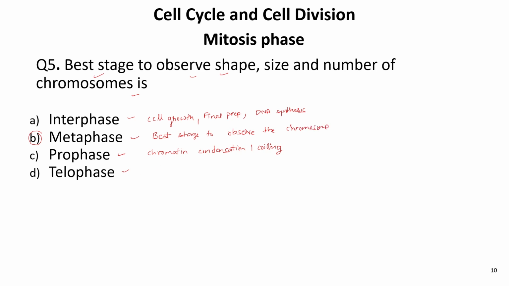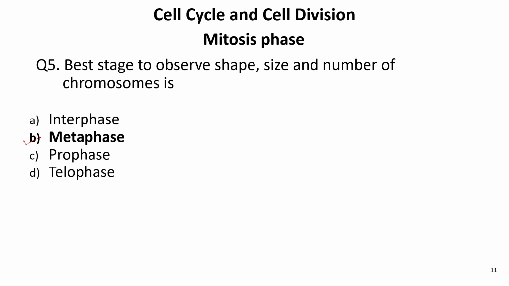Alright, during telophase what happens? Reverse of prophase, the chromatin, or you can say the chromosome, decondenses. In prophase it was condensing, here it is decondensing and they become indistinct. Or you can say they lose their individuality. So what should be the answer? Answer is metaphase.